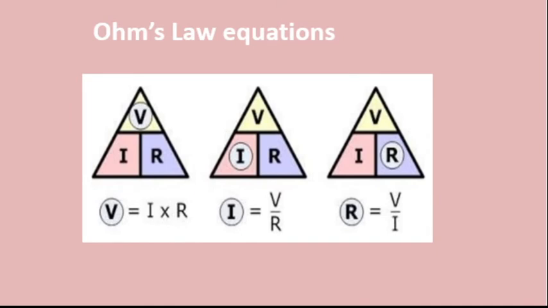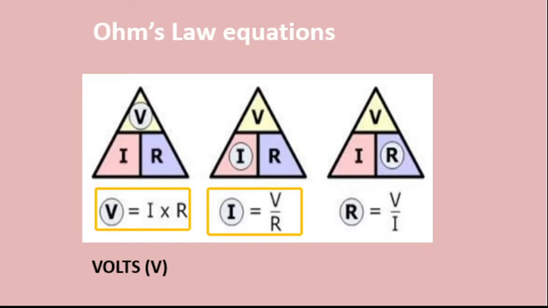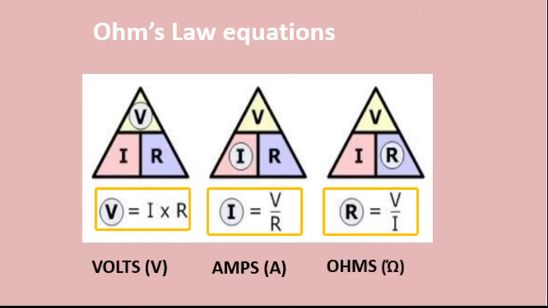Ohm's law equations: for voltage, V is equal to I times R, and the unit is volts. For current, I is equal to voltage divided by resistance, and the unit is ampere. For resistance, R is equal to voltage divided by current, and the unit is ohms.